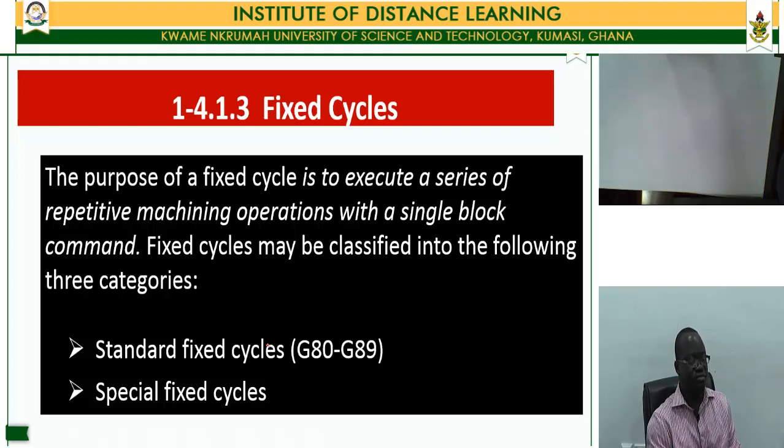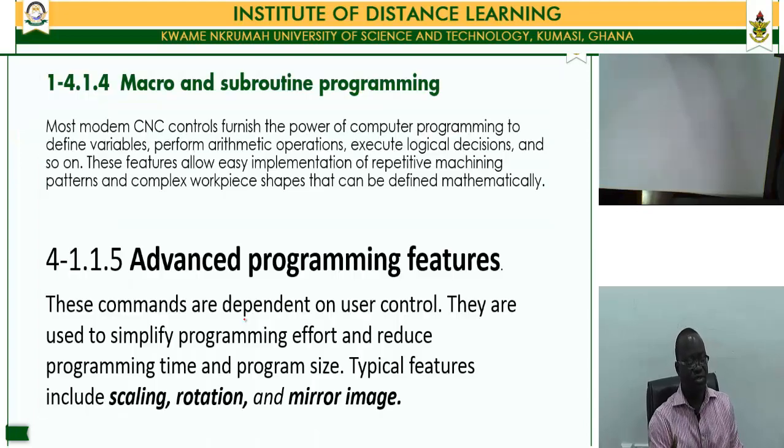Then we will look at the main compensation functions, which is the work coordinate compensation, tool diameter compensation, and then we have the tool length compensation. So afterwards, we look at the fixed cycles. We look at what we call the fixed cycle commands, and that is, we look at the standard fixed cycles and some special fixed cycles will also be looked at.